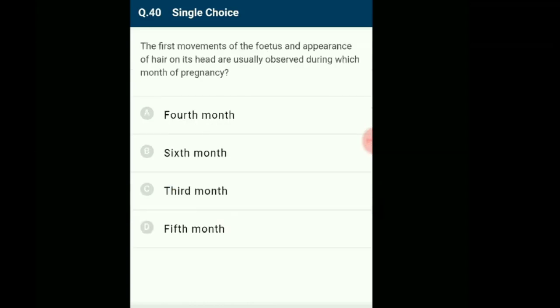Question number 40. The first movement of the fetus and appearance of hairs on its head are usually observed during which month of pregnancy? In human beings, after 1 month of pregnancy, the embryo's heart is formed. By the end of the second month of pregnancy, the fetus develops limbs and digits. By the end of 12 weeks, the first trimester, most of the major organ systems are formed. The first movement of the fetus and appearance of hair on the head are usually observed during the 5th month. By the end of the 24th week, the second trimester, the body is covered with fine hairs, eyelids separate and eyelashes are formed. By the end of 9 months of pregnancy, the fetus is fully developed and ready for delivery. So the answer is option D, 5th month.